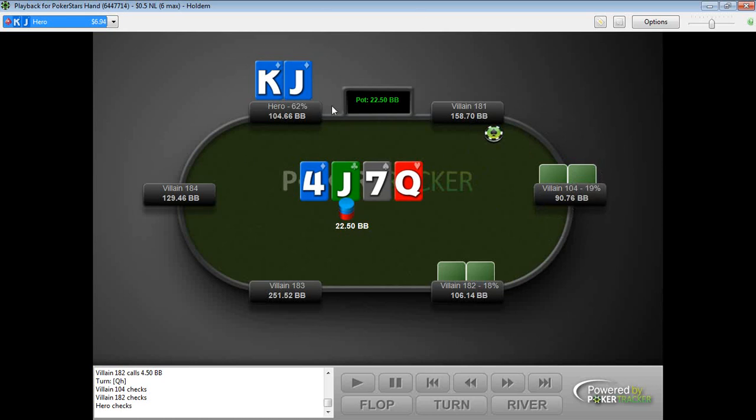So by not betting here, the check really does nothing. What does the check do? The check does nothing. Betting accomplishes something for information. I can get value, and I can get folds and win the pot now. So betting makes a lot more sense than checking.